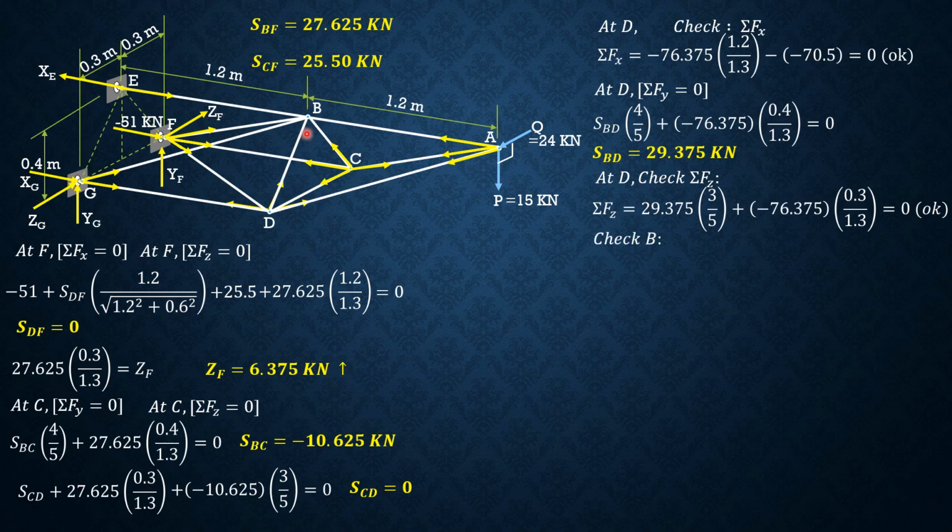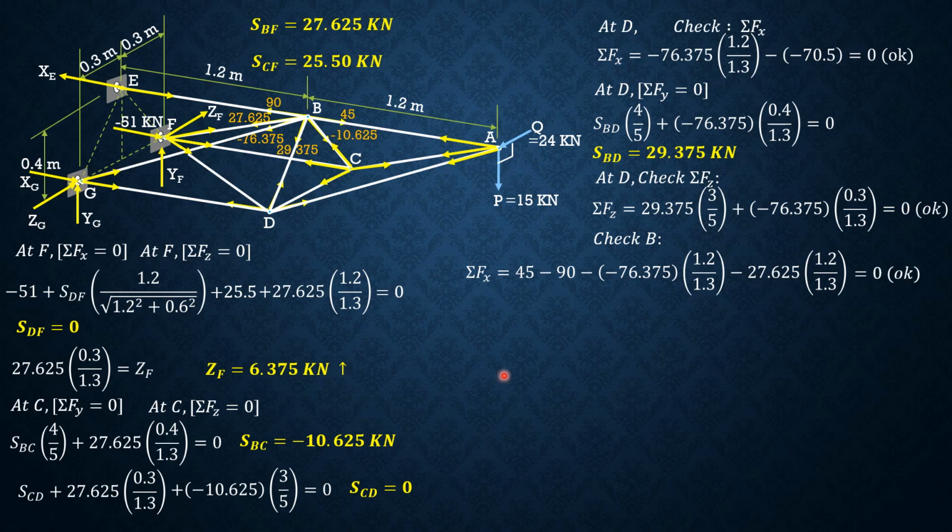So finally, let's check joint B. Let's put the values of the forces attached to joint B. These are the values. So summation forces X is 45 minus 90, then minus negative 76.375 times 1.2 over 1.3, minus 27.625 times 1.2 over 1.3. And BC and BD are not involved. They are on the vertical plane. So computing, it is equal to 0.